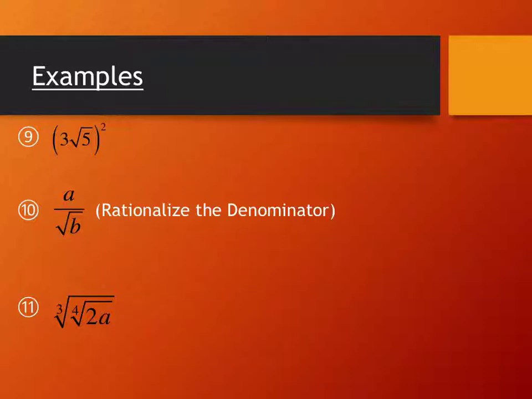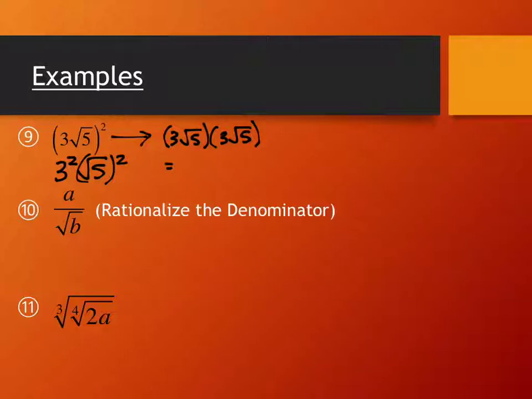So one of 2 options. You can either write this down as 3 squared and then square root of 5 squared, or you could write this as 3 square root 5 times 3 square root 5. But either way you do it, make sure that the 3 gets squared. Okay? So thinking about it in either form, you're going to end up with 3 times 3, which is 9, and square root 5 times square root 5, which is 5. And then 9 times 5, which is 45.